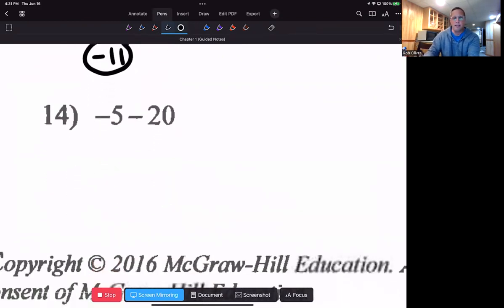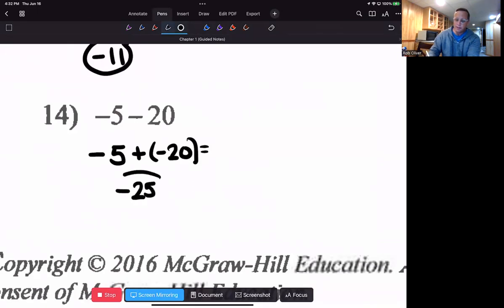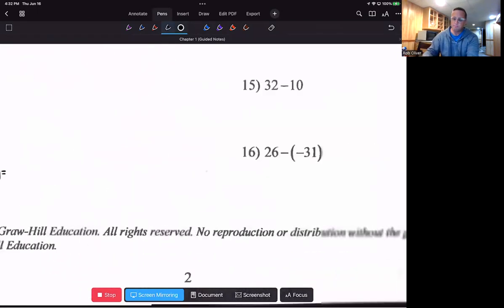We have negative 5 minus 20. So instead of writing negative 5 minus 20, I'm going to write negative 5 plus negative 20. Now with this particular problem, you can see exactly that they both have the same sign. Therefore, we better add them. We better find the sum. So it's negative 25. Negative 25 right there.